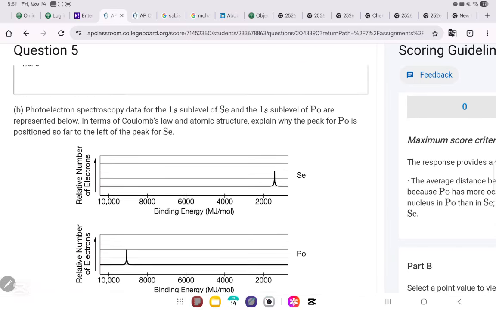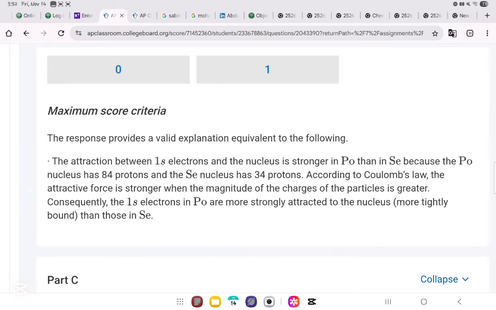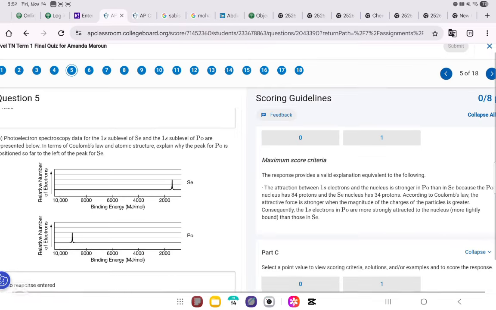What does it say in part B? In part B it says, photoelectron spectroscopy data for 1s sublevel of Se and 1s sublevel of Po are presented below. In terms of Coulomb's law and atomic structure, explain why the peak for Po is positioned so far to the left of the peak for Se. So if we go to see the answer, it says the attraction between the 1s electron and nucleus is stronger in Po than in Se because Po has 84 electrons, whereas Se only has what? It only has 34 electrons.